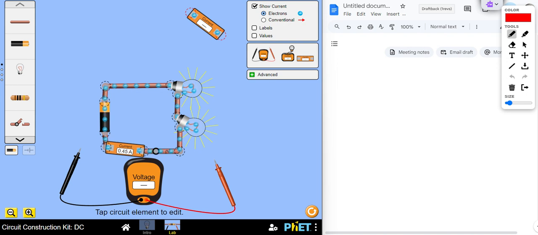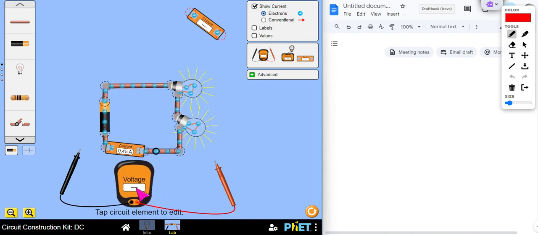I've constructed a small series circuit here where you can see the electricity has one path to flow through, and that's it. I have a battery. I have two light bulbs. I have my ammeter to measure current, and I have my voltmeter to measure voltage. And I have here a switch.